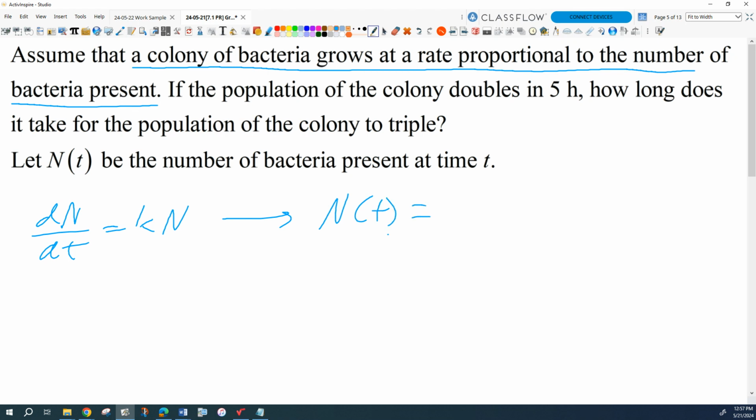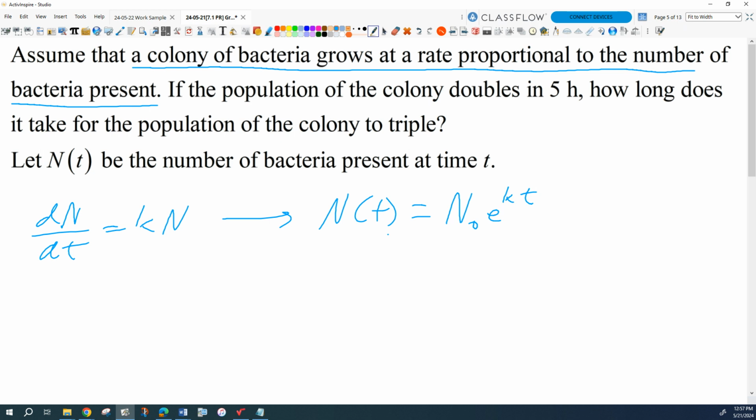N of t then is what? It's N naught, the initial population size, times e to the kt. We know that these are the conditions for uninhibited exponential growth. And so that's the solution. We've already solved that differential equation.